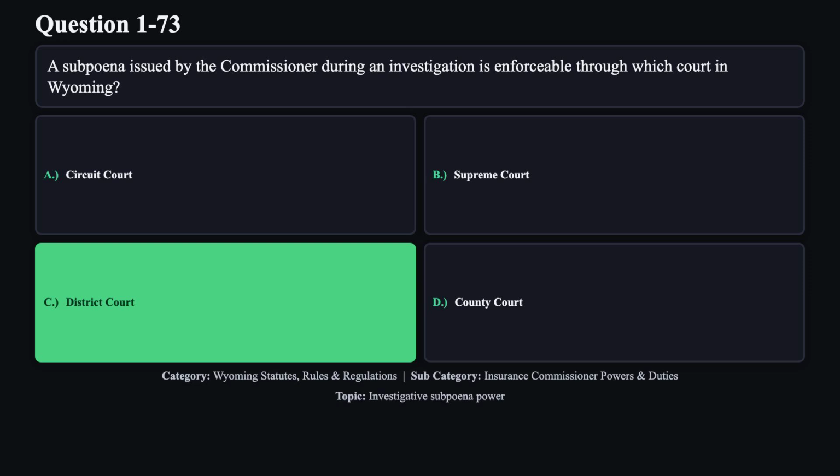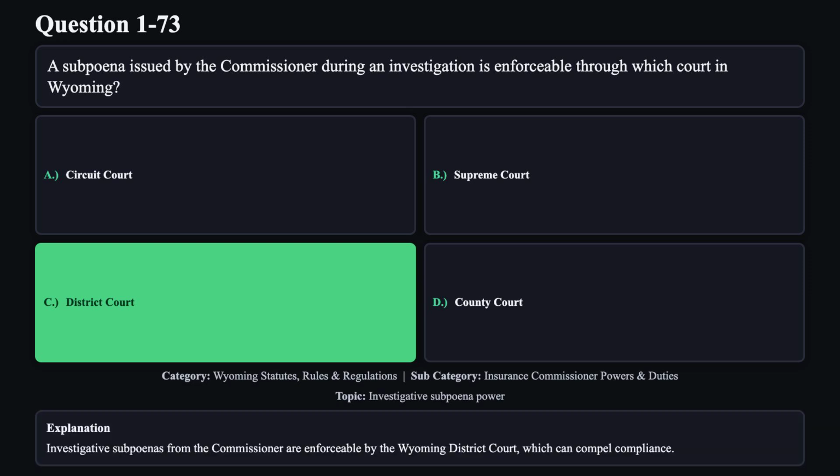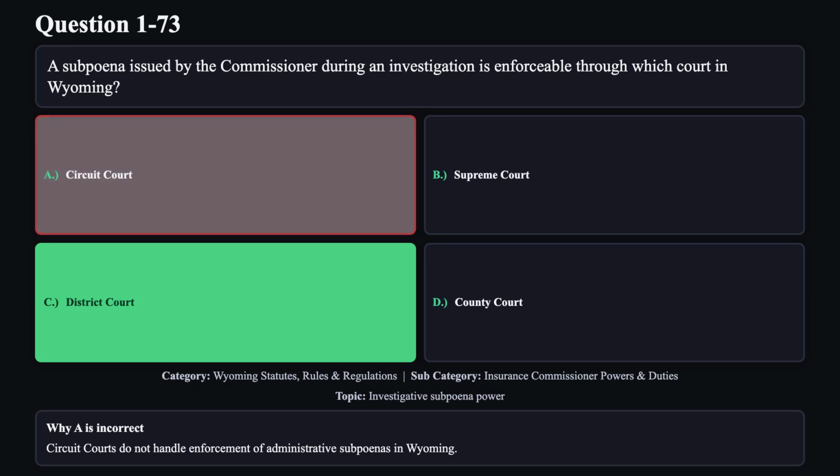The correct answer is C. Investigative subpoenas from the commissioner are enforceable by the Wyoming District Court, which can compel compliance. Reason A is not correct. Circuit courts do not handle enforcement of administrative subpoenas in Wyoming.